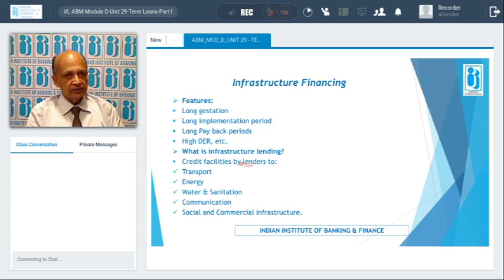They are credit facilities extended by the lenders in respect of transport, energy, water and sanitation, communication, and social and commercial infrastructure. Any exposure taken by the lenders, that is banks, select All India financial institutions and refinancing companies, wherever they are involved in infrastructure financing, in respect of these subgroups qualifies for being treated as infrastructure financing.